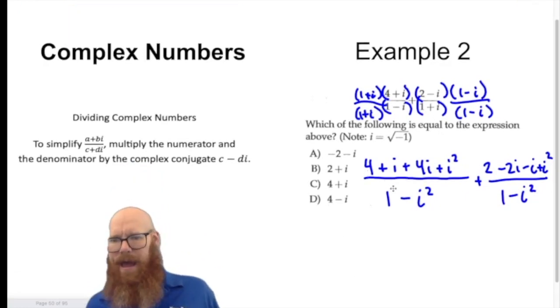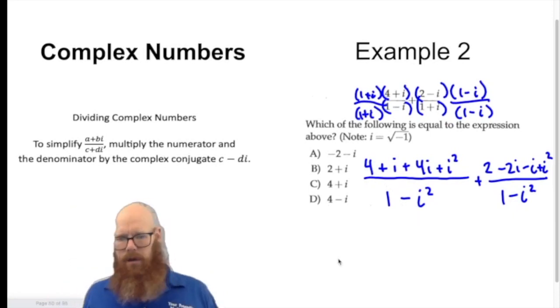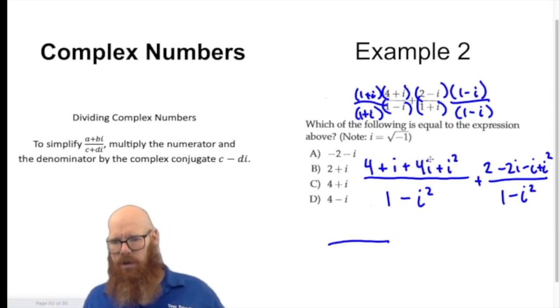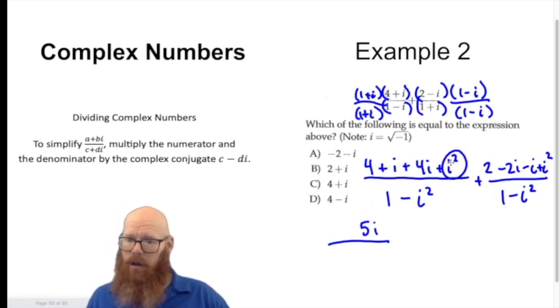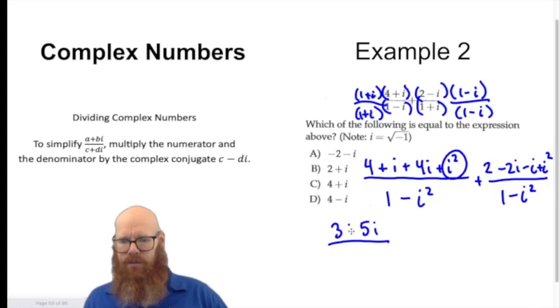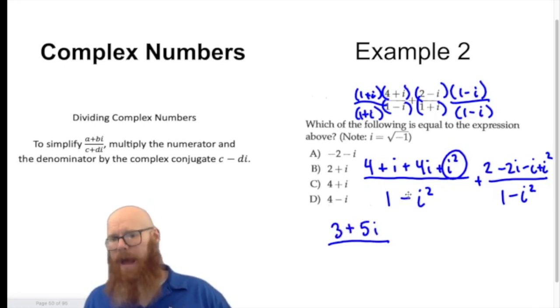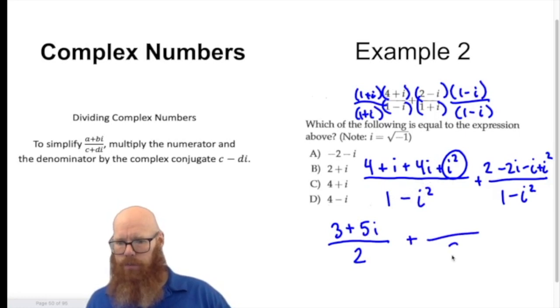So we have now in the numerator like terms. So this gives me 5i. But here I got 4 plus i squared, but i squared is negative 1. So 4 plus negative 1 is 3. Now on the bottom, I have negative i squared. Well, i squared is negative 1. Negative negative 1 is 1, and 1 plus 1 is 2. So my common denominator is 2.